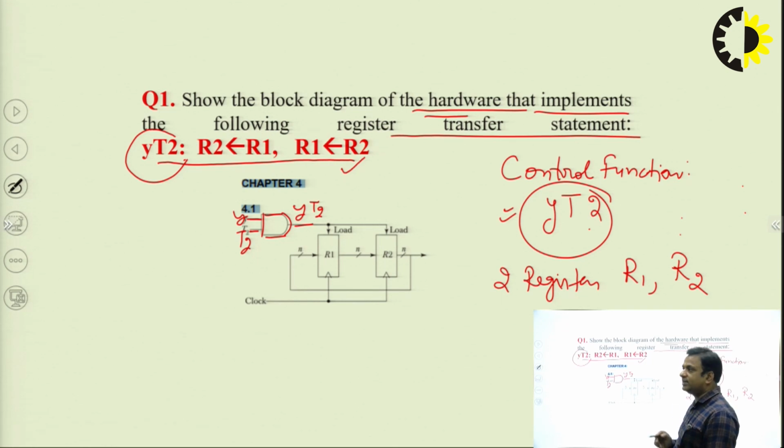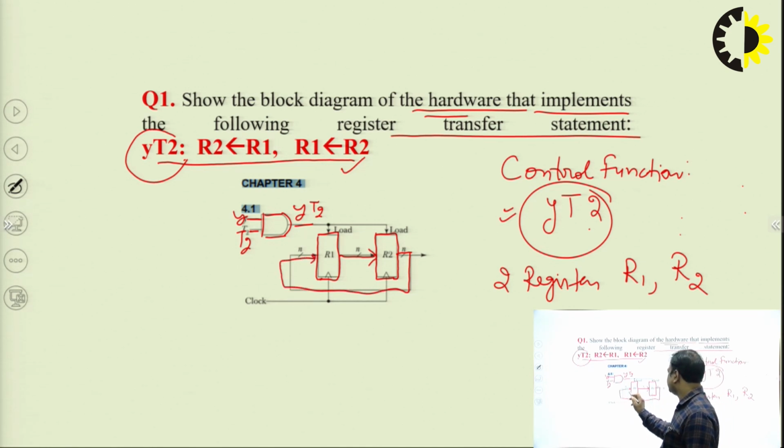Second point, we decided that we will use 2 registers. I have created 2 registers, R1 and R2. Next, the direction of their flow. The contents of R1 are going to be transferred to R2, so this is one direction. At the same time, contents of R2 are going to be transferred into R1. So both the statements, the data flow, have been implemented.